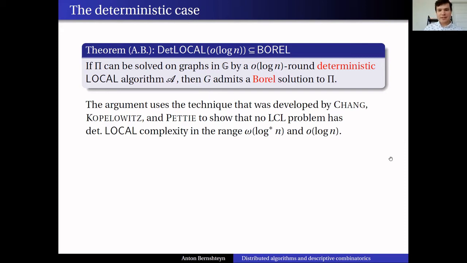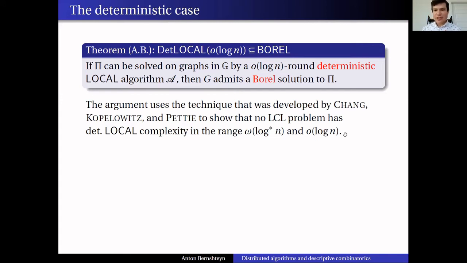And the argument relies on a technique, or some modification of the technique, developed by Chang, Kopelowitz, and Pettie, that they used to show this very interesting gap in the distributed complexity of LCL problems. They show that no LCL problem has deterministic local complexity that is strictly greater than log star n, but strictly lower than log n. So somehow there is a gap. If it's little o of log n, it's actually big O of log star n.